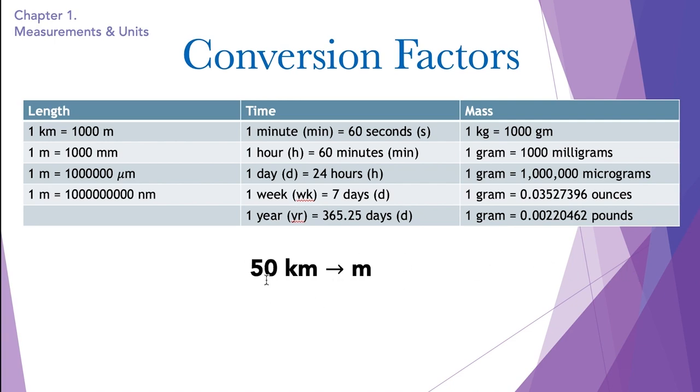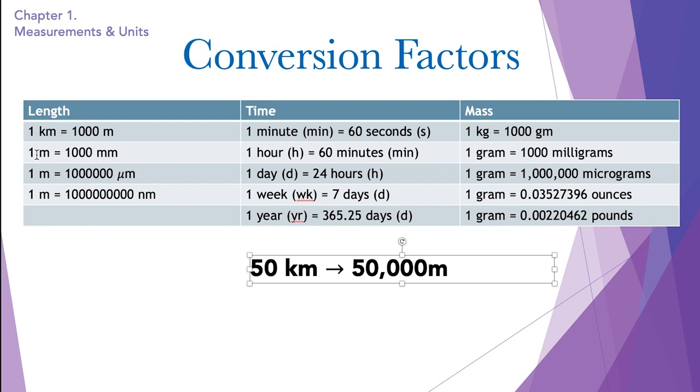So what I would do is multiply 50 by 1000 in order to get the answer, because the conversion factor is 1000. 1 kilometer is equal to 1000 meters. So if I'm converting a kilometer into meters, I would simply multiply 50 by 1000 and what I get is 50,000 meters.